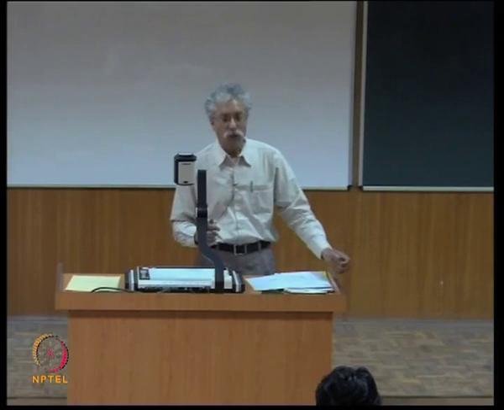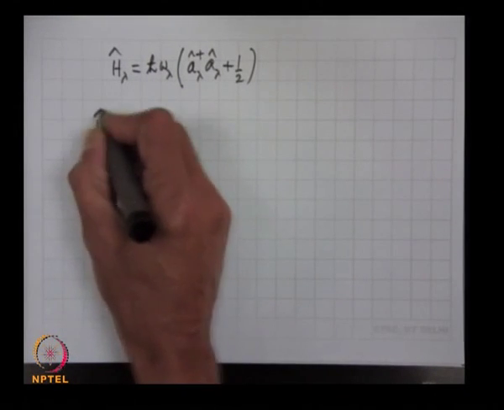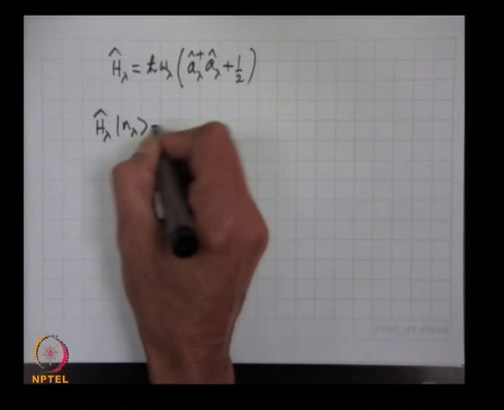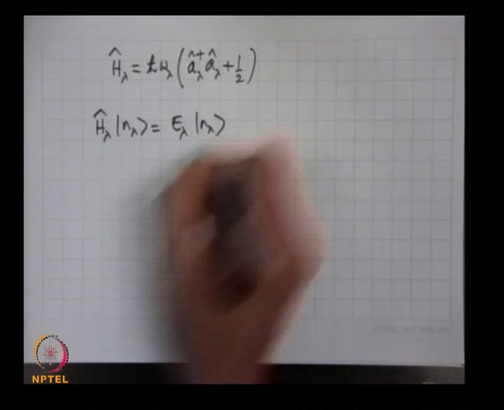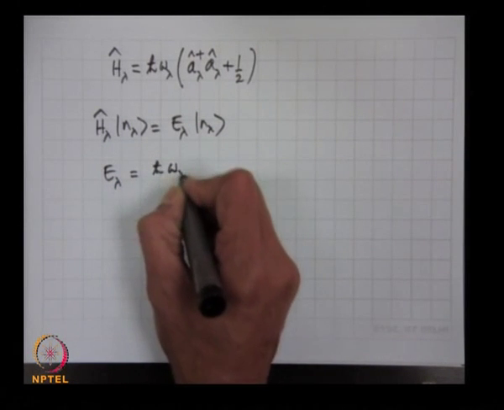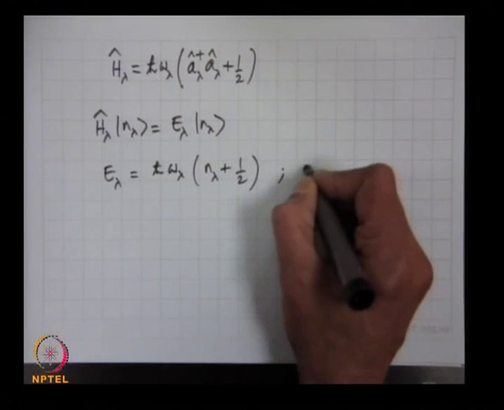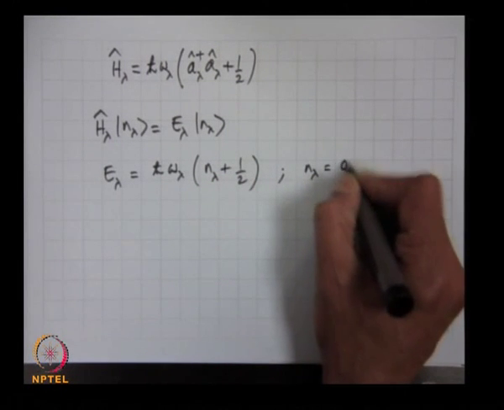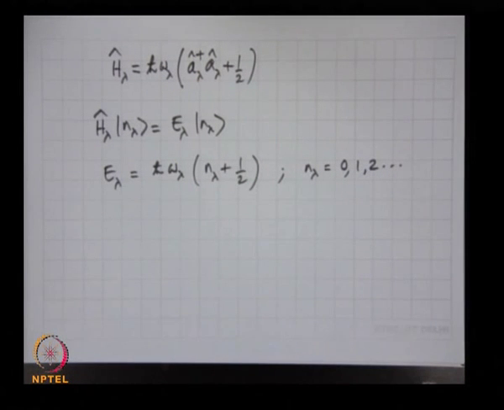And so you can actually solve the eigenvalue equation for H lambda, and E lambda will be h cross omega lambda into n lambda plus half. E lambdas are the energies of the lambdath mode.